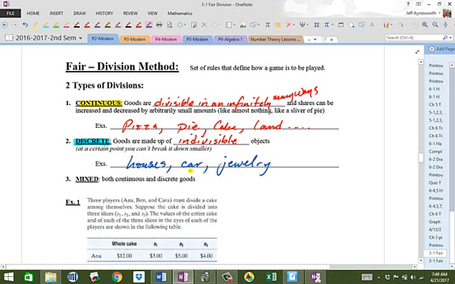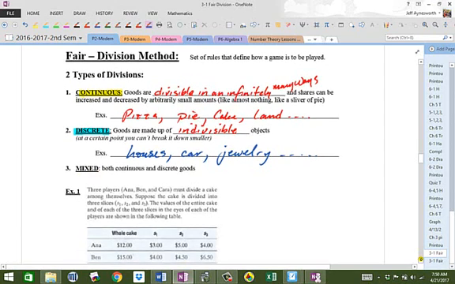You can't divide a car in two, so they're indivisible. So we call those discrete goods. Anything that cannot be divided in a way that makes sense is called discrete. Anything you can divide in any way or shape is called continuous. All right, and sometimes it's mixed. Sometimes it's a little bit of both. So we're going to be taking a look at both of those situations and dealing with them one at a time.